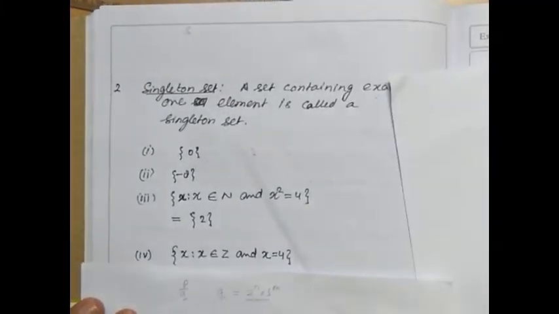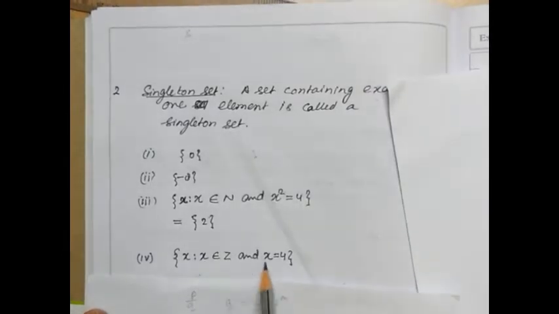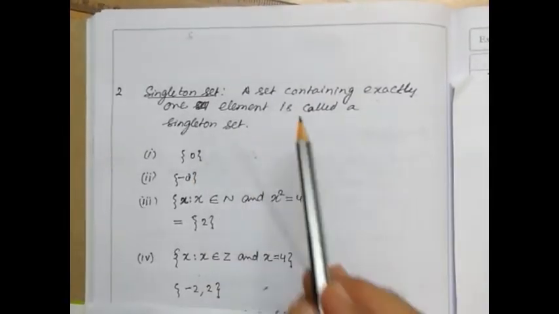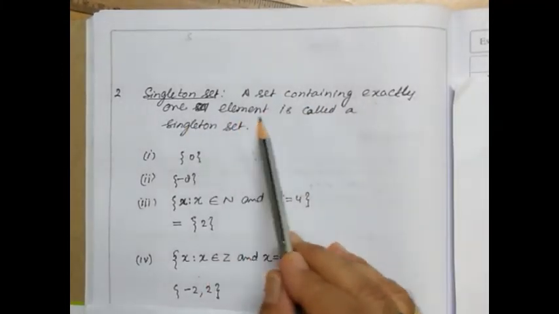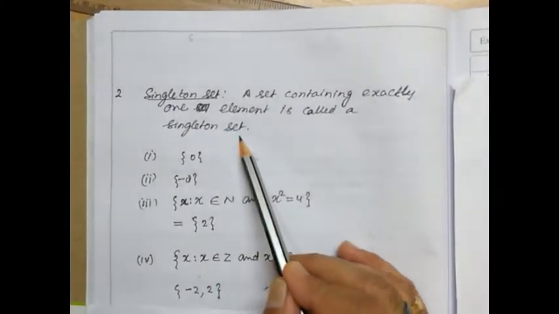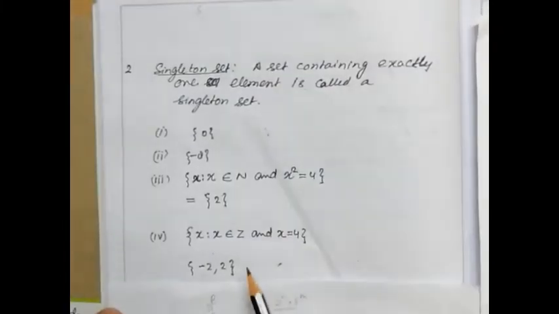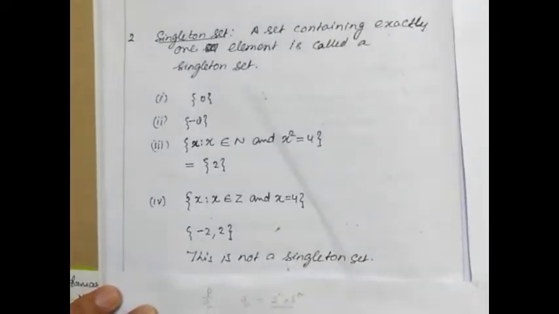But if we say that x is such that x belongs to integer, x is equal to 4, then we will have this kind of set. In the singleton set, we say that a set containing exactly one element is called a singleton set. You see there, and here we have two elements in this set, -2 and 2. So this will not be called a singleton set. Clear?